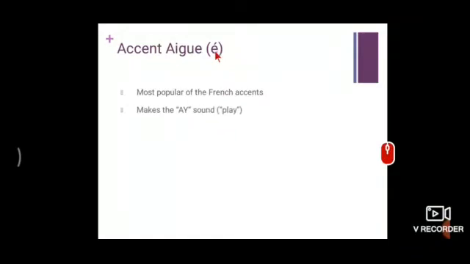So how to sound this? It makes the A sound, like when you say play. Play. That A sound should be the sound of accent aigu, okay? It is only found in the letter E. That's what I already said, no? So this accent only comes with the letter E. No other letter will have this accent.